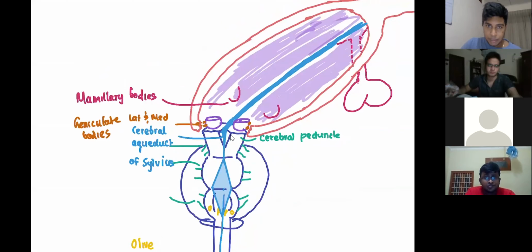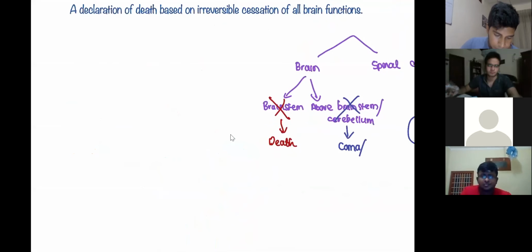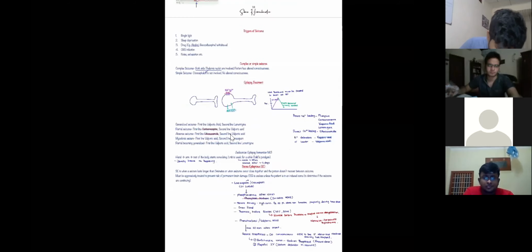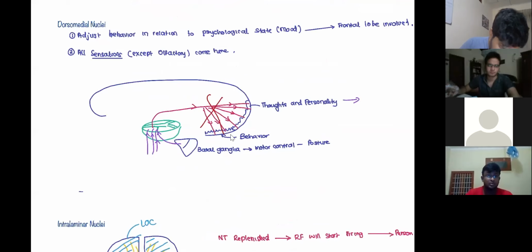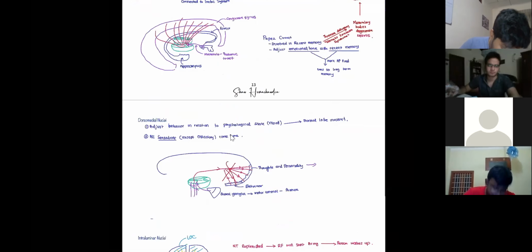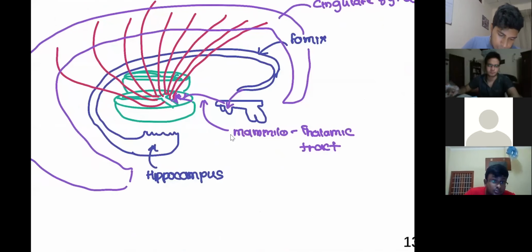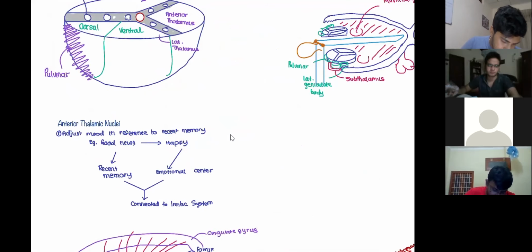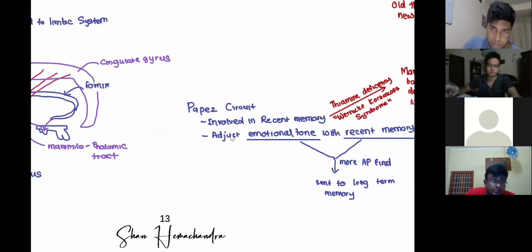I hope you guys remember where I taught you this. This is in relation to the Papez circuit. I did that in relation to the Papez circuit, which is involved in a disease called Wernicke-Korsakoff syndrome.